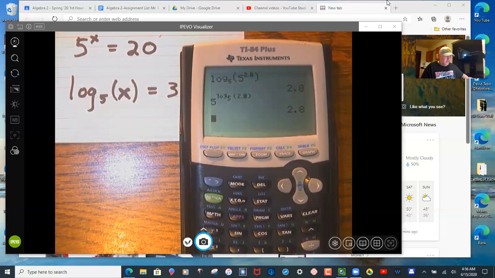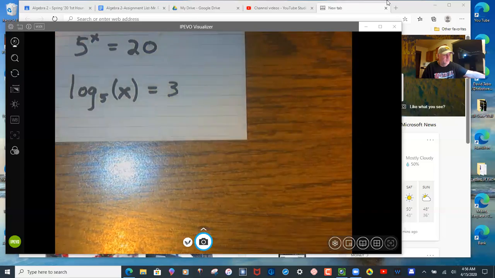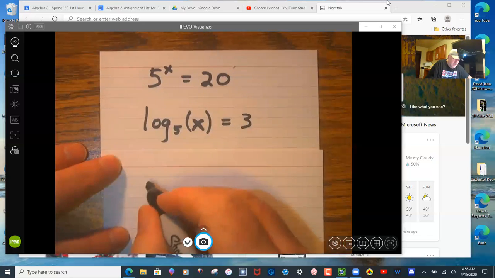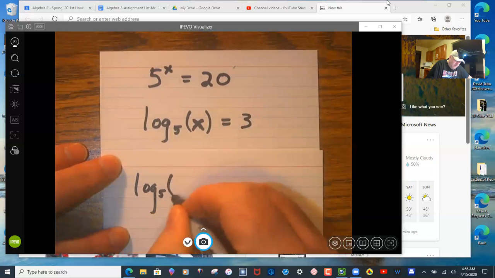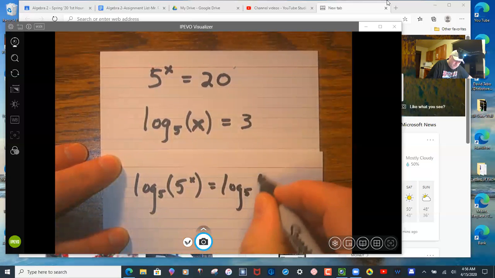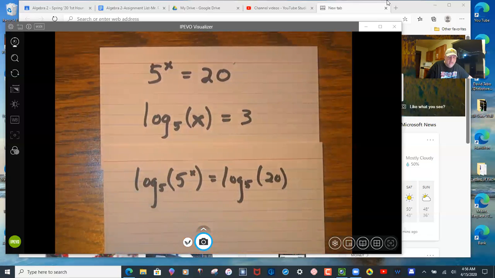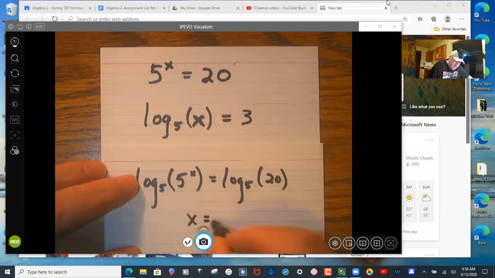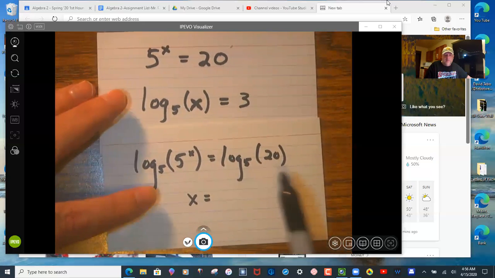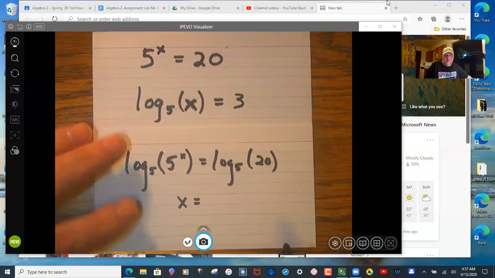So what this would look like in a work setting would be this. Now you would just take log base 5 on both sides here. And the x comes down, just like we saw with the 2.8. Log base 5 of 5 is 1. So we can go right to the x equals here. Now, the right side, again, you can use that change of base formula on.